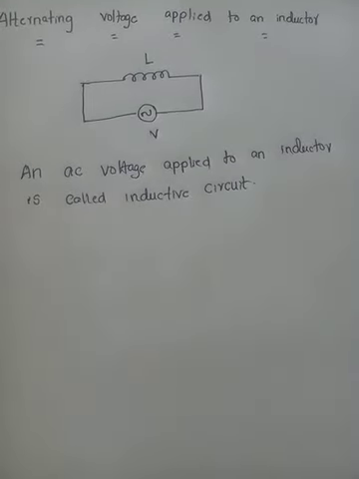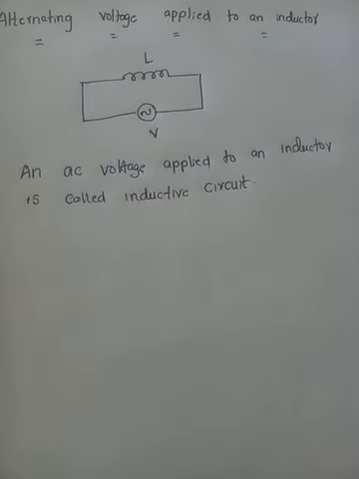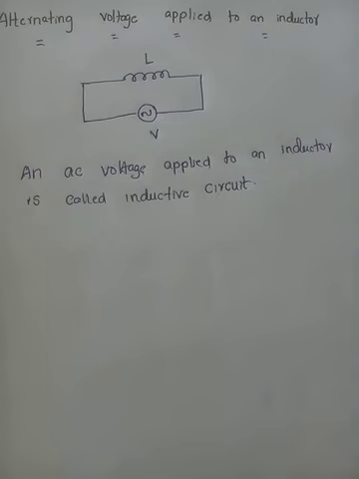An AC voltage applied to an inductor is called what? An inductive circuit. Now, as we know very well, we should go for electromagnetic induction, because in electromagnetic induction, if you apply direct current, while switching on or off, the current changes and due to that the magnetic flux changes. But here the current changes each and every time, from start to end, the complete cycle keeps on changing.